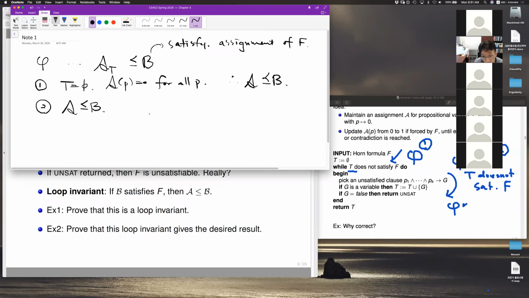But then the other assumption is that this A doesn't satisfy F. Also, we know B satisfies F. Because A doesn't satisfy F, it's always possible to pick a clause. In the example, the clause was P1 and body of the loop, it was PK implies G. Now our claim is that G can't be false.